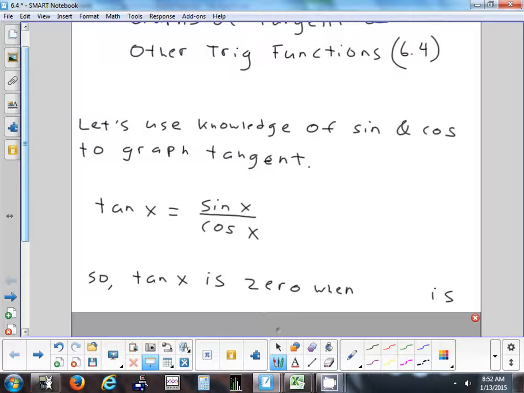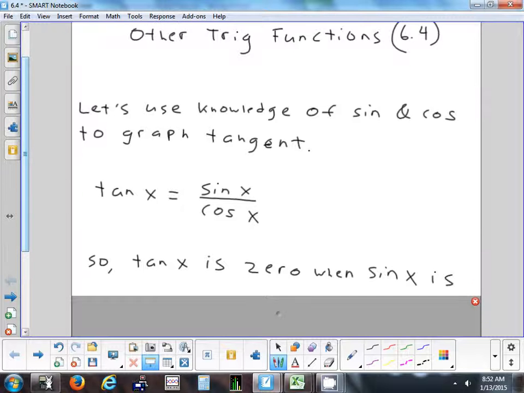Basically, you're asking yourself when that fraction could be 0. So how can a fraction equal 0, just in general? When the numerator equals 0. So in this case, that's sine. So if you can find a value that makes sine come out to 0, you're going to make tangent come out to 0.